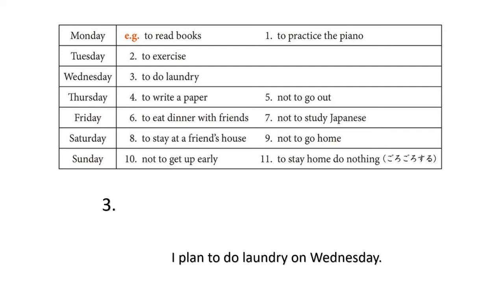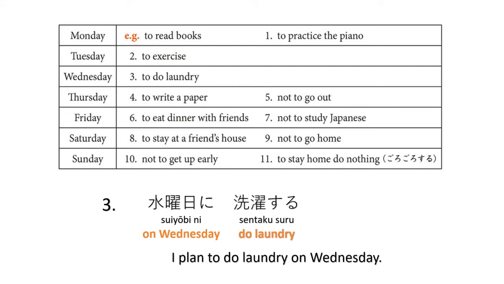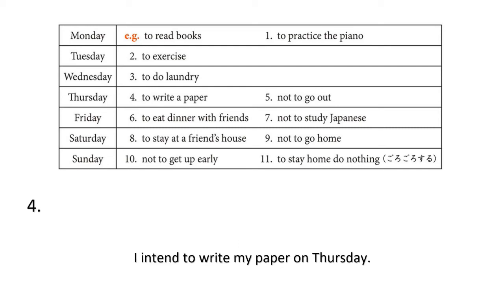Next, Wednesday. What is Wednesday in Japanese? It is suiyobi. So on Wednesday, suiyobi ni sentaku suru tsumori desu. I plan to do laundry on Wednesday. Sentaku suru tsumori desu. Thursday. So what is Thursday in Japanese? It is mokuyobi. So mokuyobi ni on Thursday, I plan to write paper.